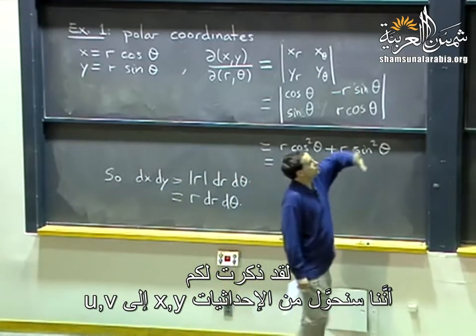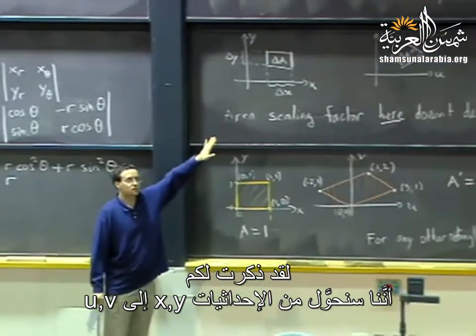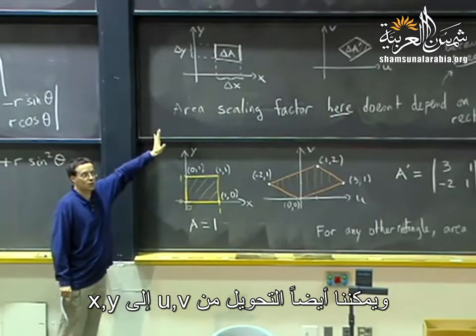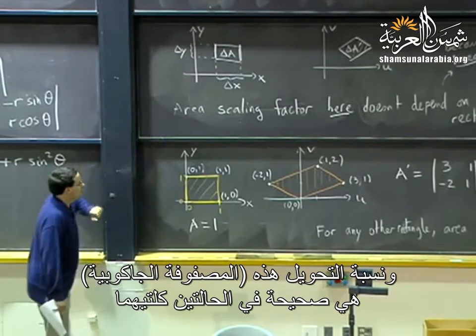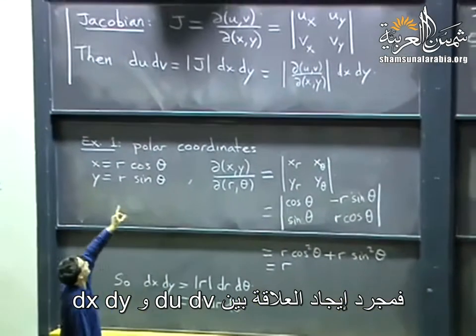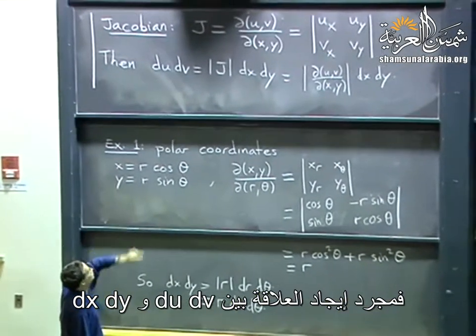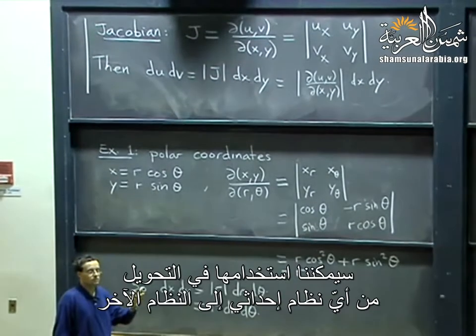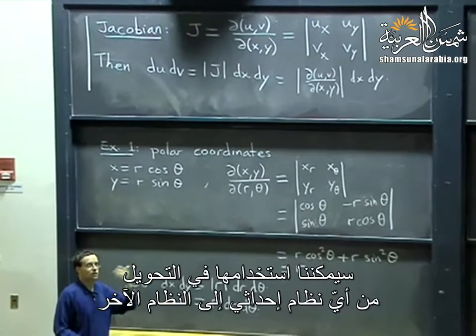So I said we're going to switch from xy to uv. We can also switch from uv to xy. And this conversion ratio, the Jacobian, works both ways. Once you have found the ratio between du dv and dx dy, then it works one way or it works the other way.